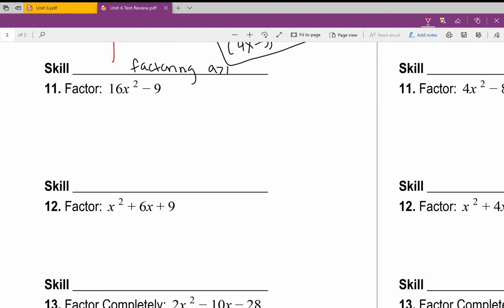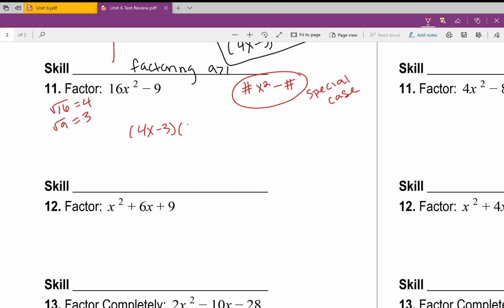So if we have a number x squared minus a number, this is another special case. And remember, on the other special case, we took the square root of the last one. We're going to now take the square root of the first one. So square root of 16 is equal to 4. Square root of 9 is equal to 3. So that means we have 4x minus 3, 4x plus 3. That's our answer. 4 is from here, 3 is from here.